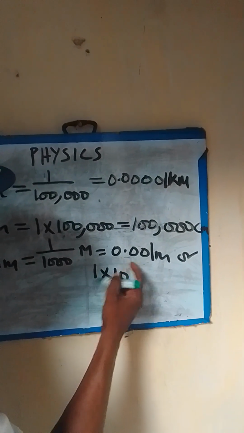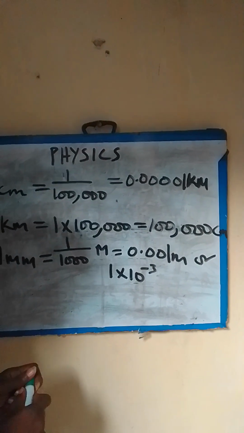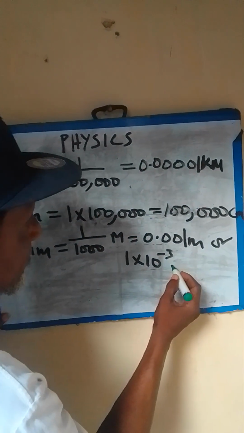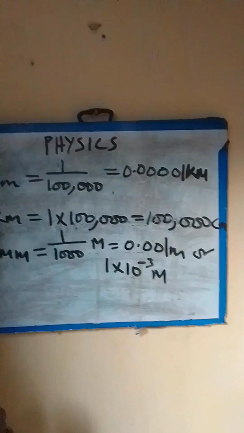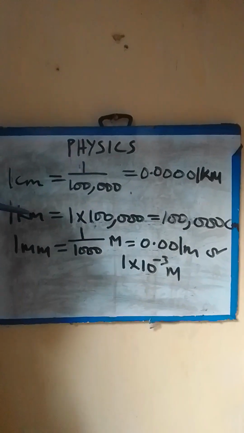or 1 times 10 raised to power minus 3. It is minus 3 because there are 3 zeros before the whole number here. So that is how to convert millimeters to meters.